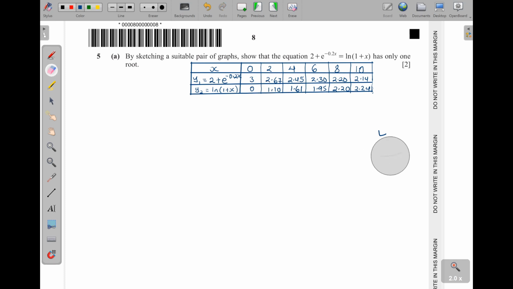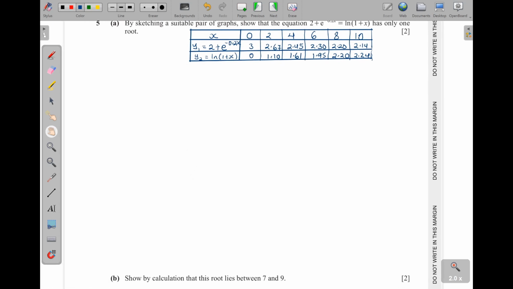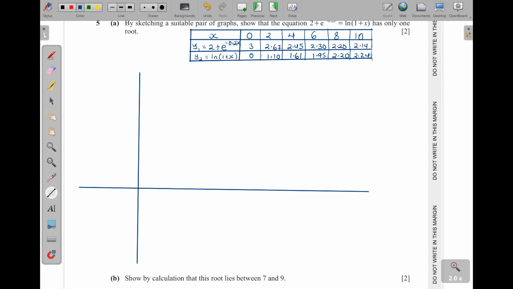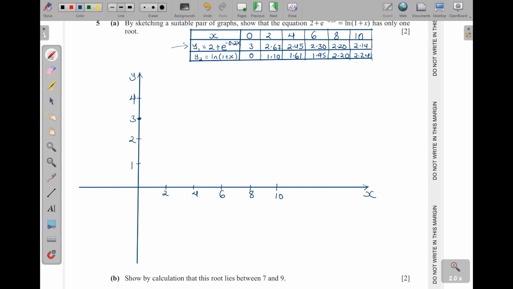Now, we are going to plot. So I can put my axes here. This is x, then this is y. We have the 2, the 4, the 6, the 8, the 10. Then we have 1 here, 2, 3, 4. So the first one here crosses the y-axis at this one here.